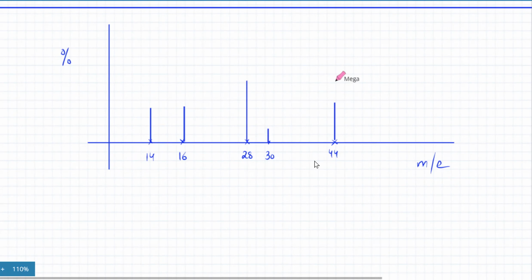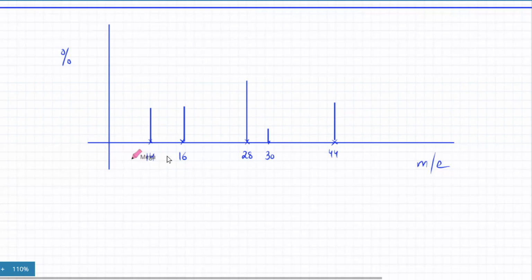Anyways, what is this 44 now? Try and work this out. First thing, what is 14? And remember, these are all the fragments. These are all the possible fragments that have formed, so there's nothing missing here. Which particle has a mass of 14?